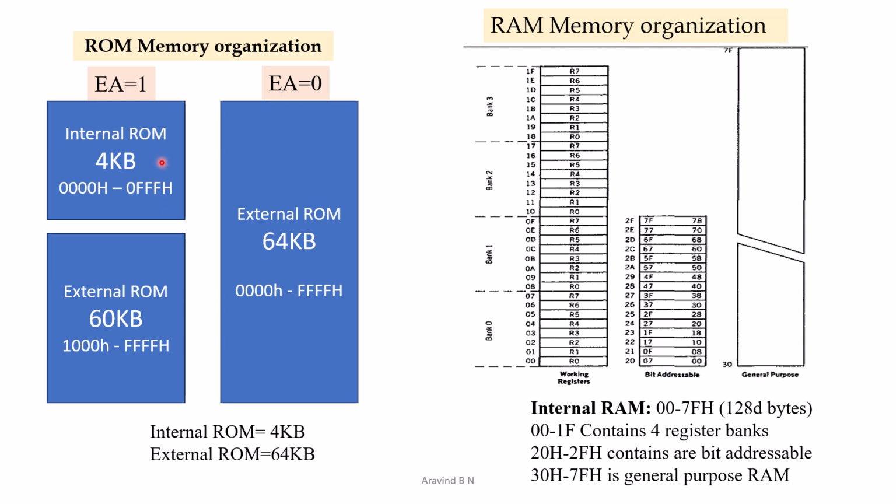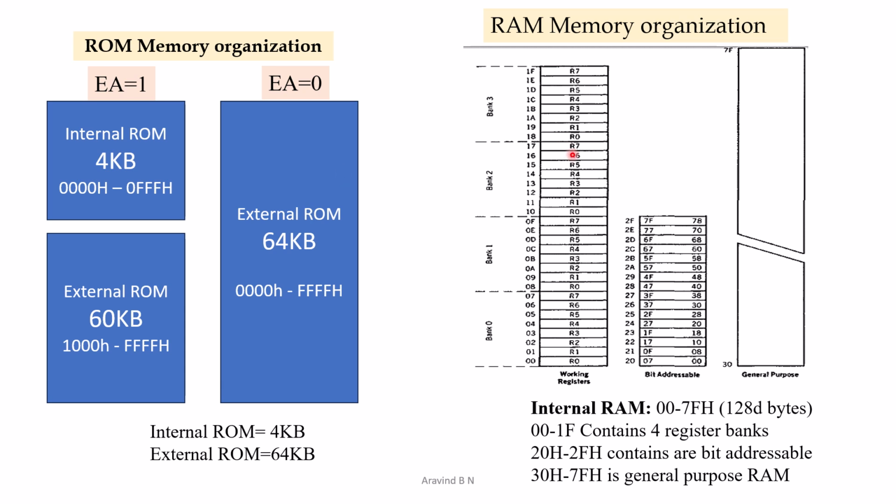In continuation, the program counter automatically shifts to the next memory location, which continues from 1000H up to FFFFH. This part is going to be external and this part is going to be internal. If we are making use of 100% external memory, then set the EA pin to 0, and then the 100% external memory will be from 0000H to FFFFH. So this is about the ROM memory locations.